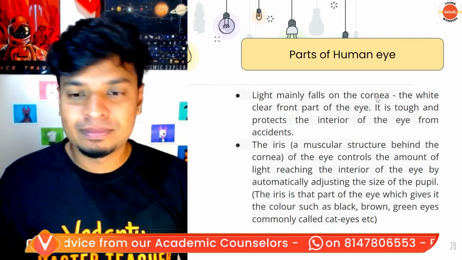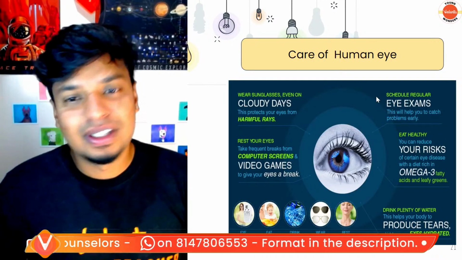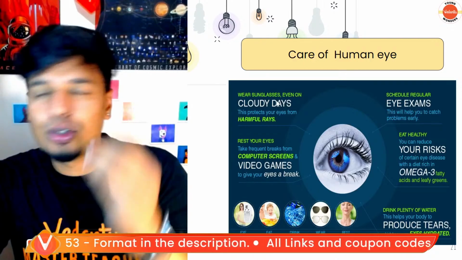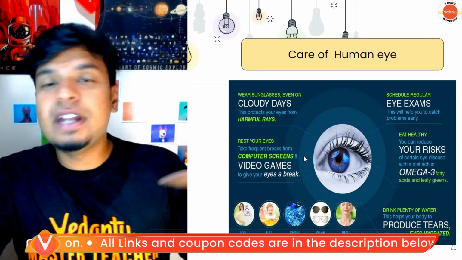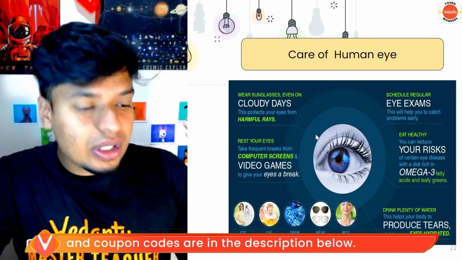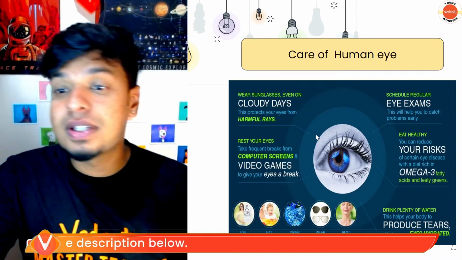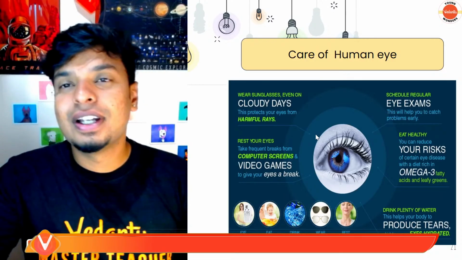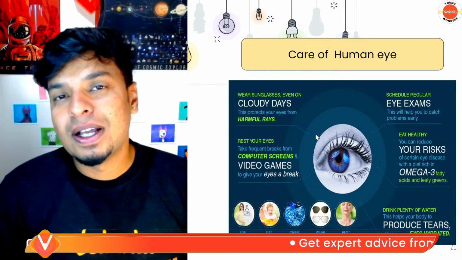Simple. Okay. How to take care of this delicate organ? Protect your eyes from harmful rays. Not too little light, not too much light. Give rest to your eyes. Take frequent breaks. Don't keep watching the screen. Regular eye checkups. Eat healthy food. Drink plenty of water, because then your body produces enough tears to keep your eyes wet.